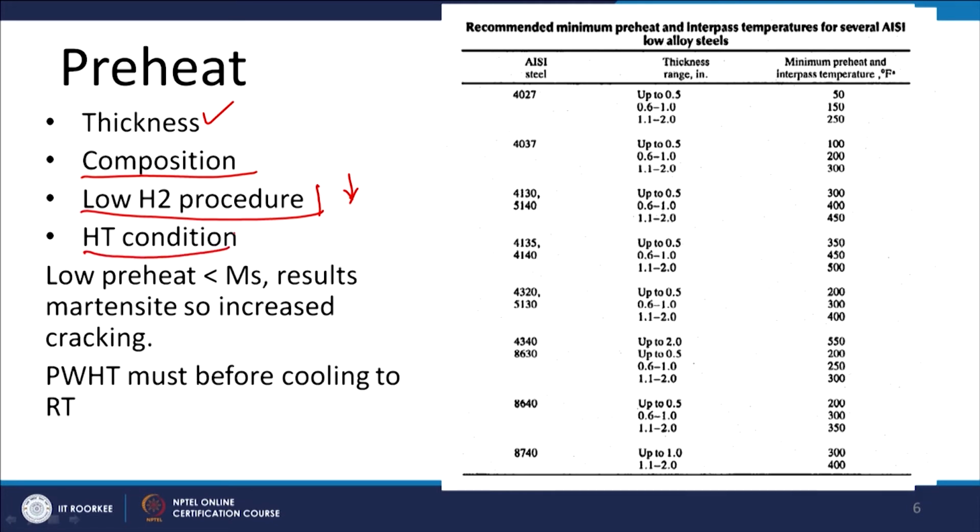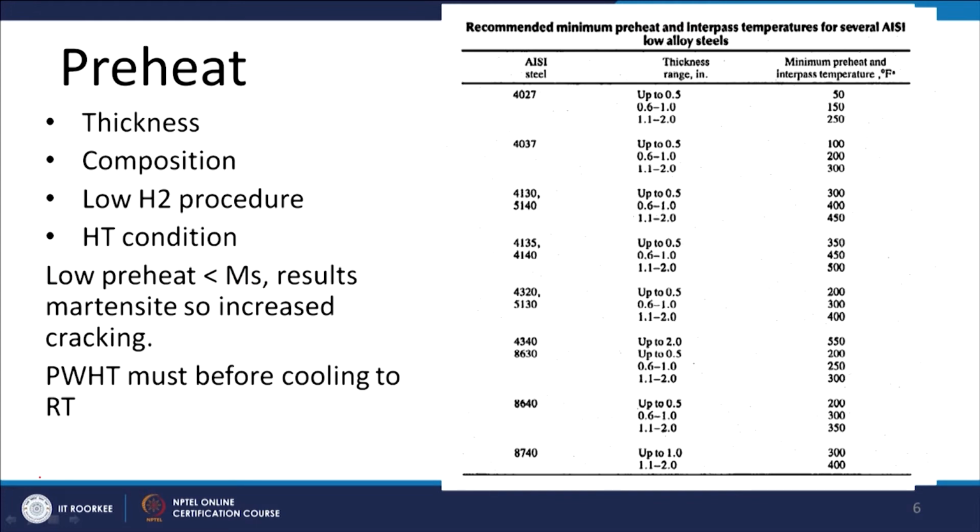the heat treatment condition, whether it is being welded in annealed condition or in hardened condition, will also determine the kind of preheat. Obviously, the metal being welded in annealed condition will require lower preheat as compared to the metal in the hardened condition. So, the preheat temperature is to be selected properly, so that we are able to have the required properties as well as microstructure, which will help to reduce the cracking tendency of the weld joint.